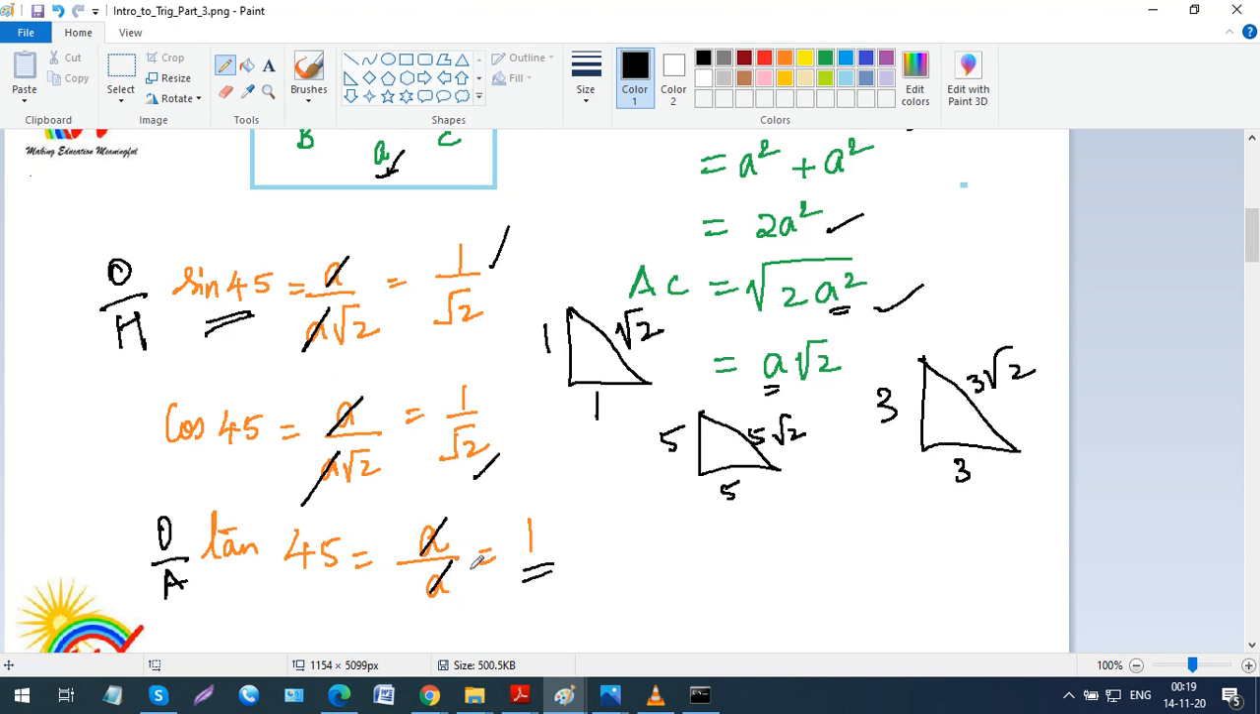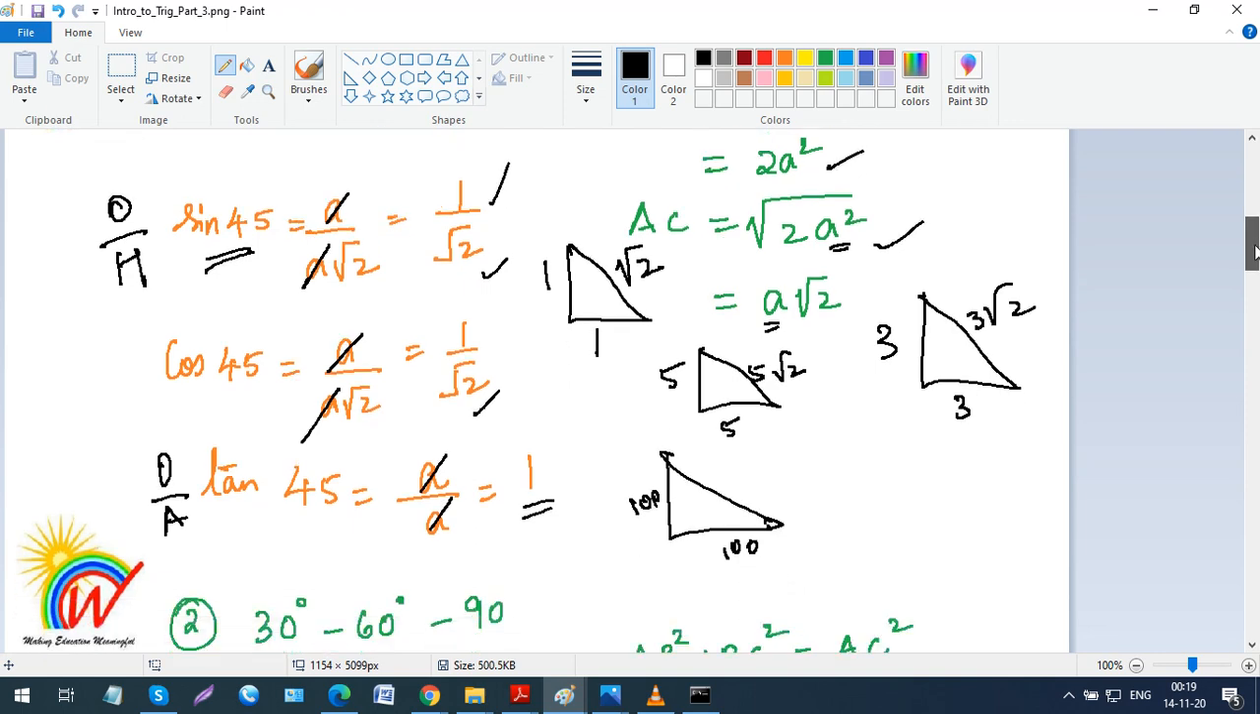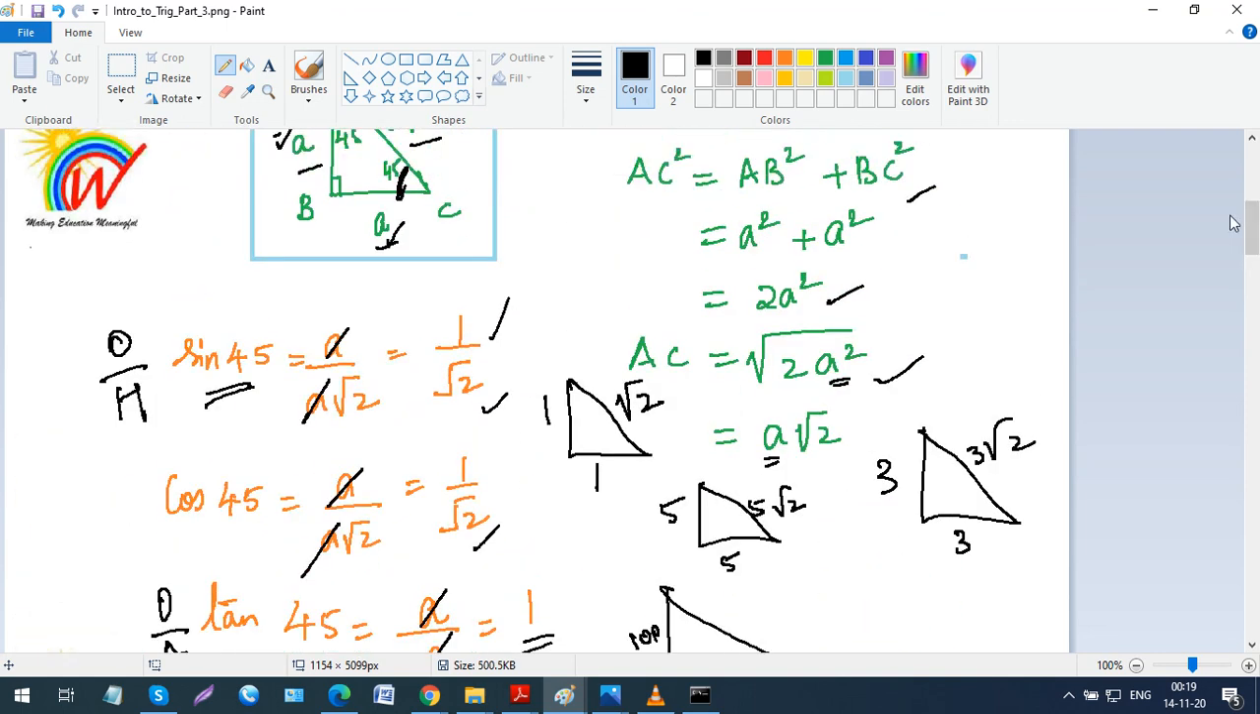So tan 45, irrespective of what the sides are, even if you give a big triangle with 100 and 100, you're going to get the same answer. Similarly, you can find secant 45, cosecant 45, cotangent 45, all those things. You just have to simply use the formula.